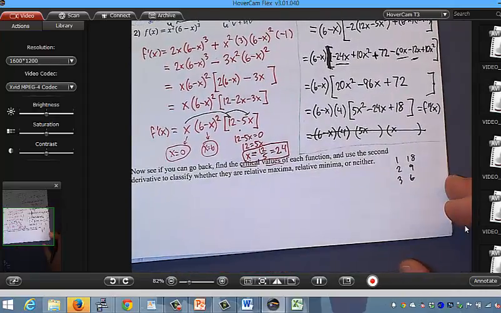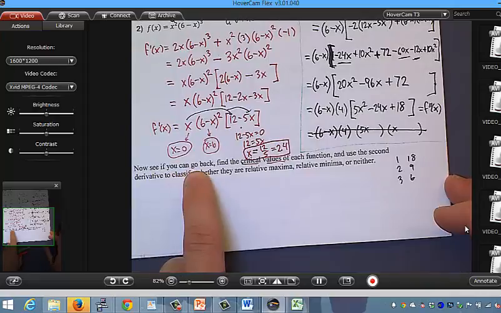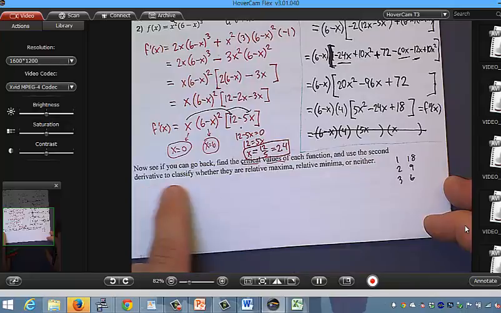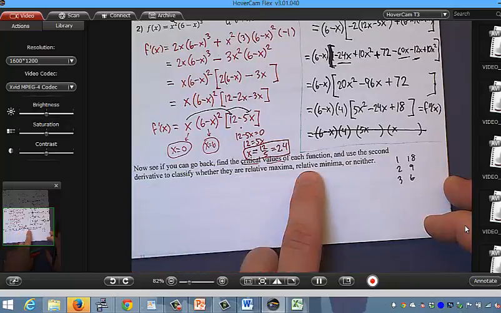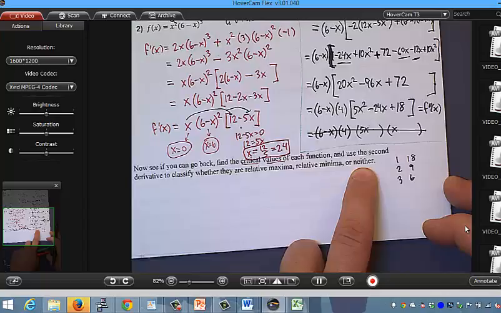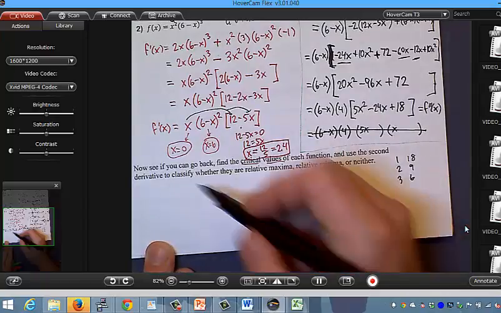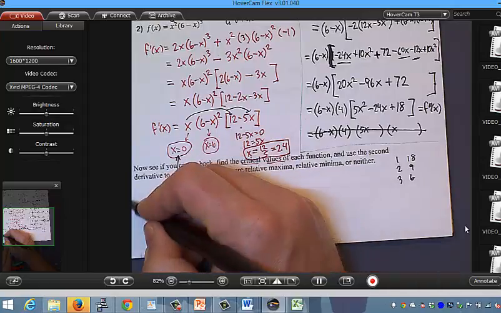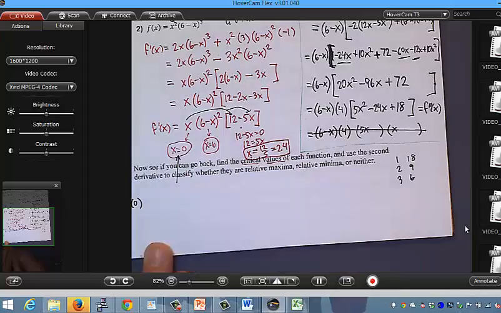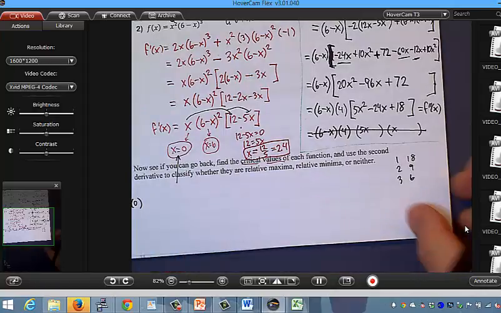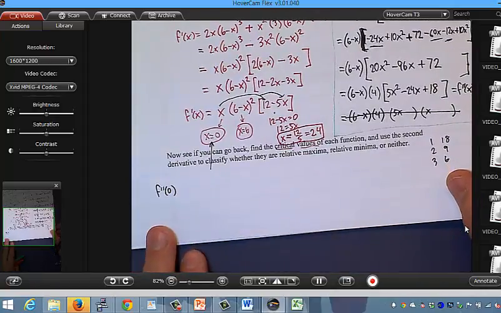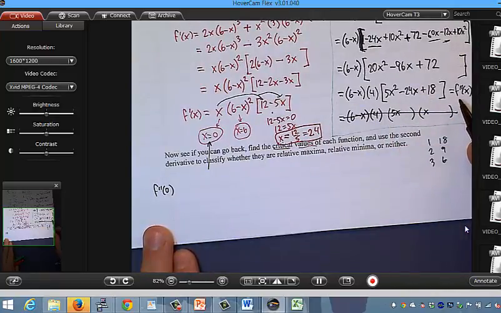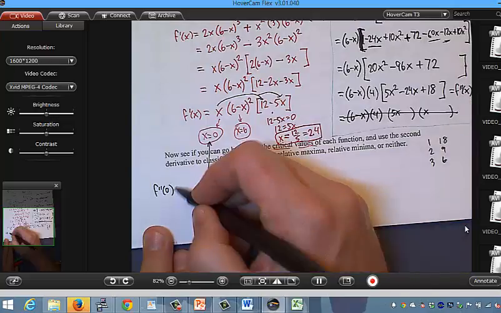All right, guys, here we go now. It says, now see if you can go back, find the critical values of each function. I did that in red. And use the second derivative to classify whether they are relative maxima, relative minima, or neither. For example, one of them is x equals 0, right? So if I want to do f double prime of 0, let me put it on there so you can see it. What I'll do is take this function I just did, and everywhere it says x, I'm going to put in 0.